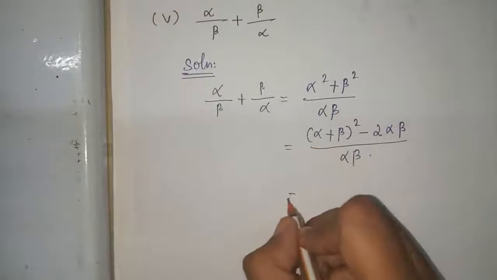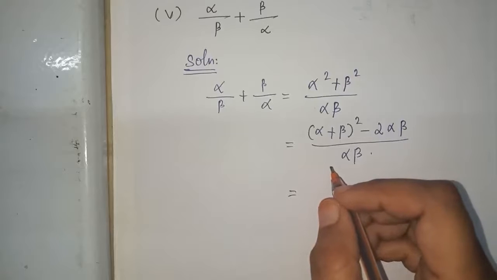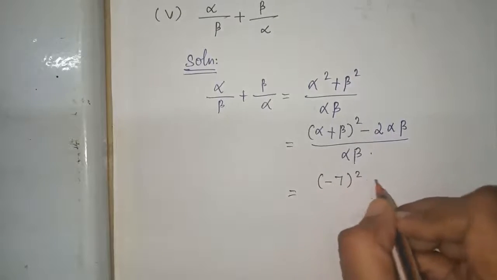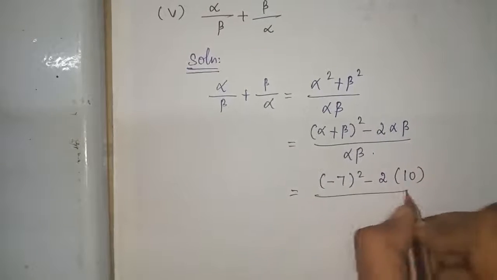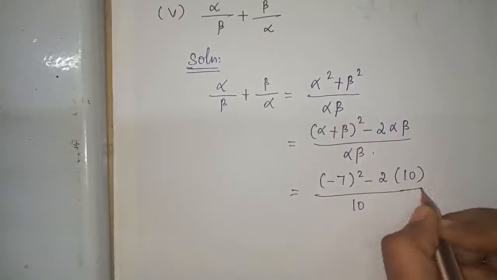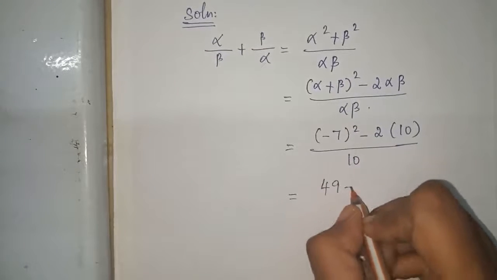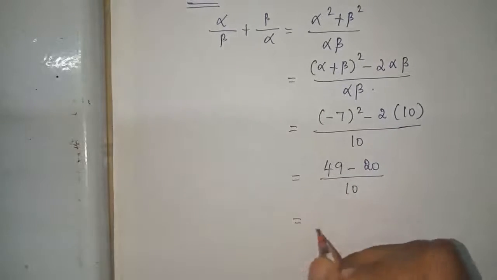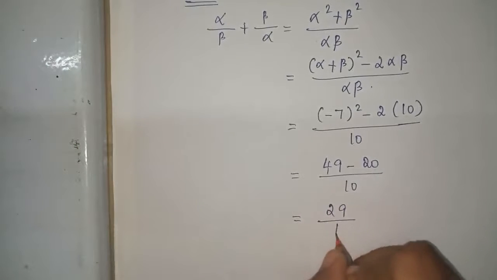Now you know the value for alpha plus beta. Alpha plus beta value is minus 7, whole square, minus 2 into alpha beta value, which is 10, divided by alpha beta value, which is 10. That is equal to minus 7 the whole square, which is 49, minus 20, divided by 10, which is equal to 49 minus 20, which is 29, divided by 10.